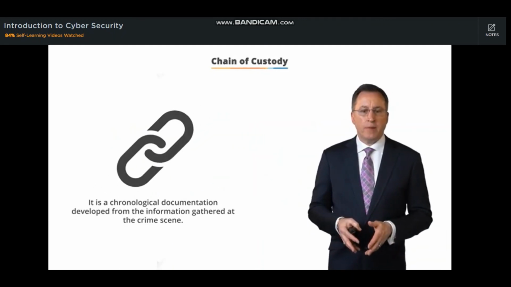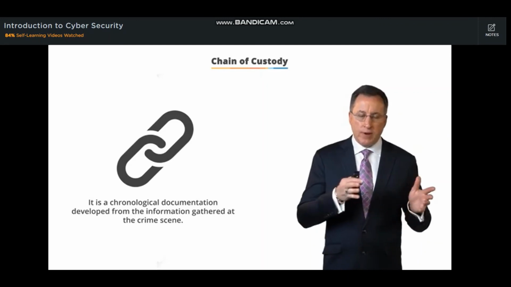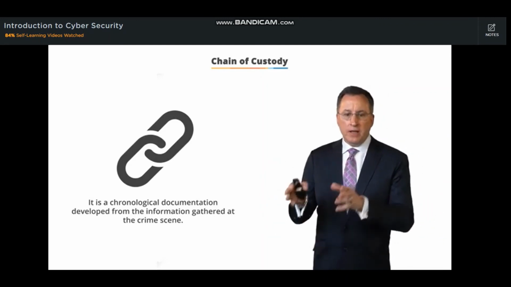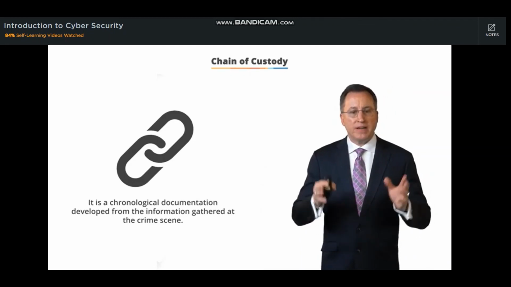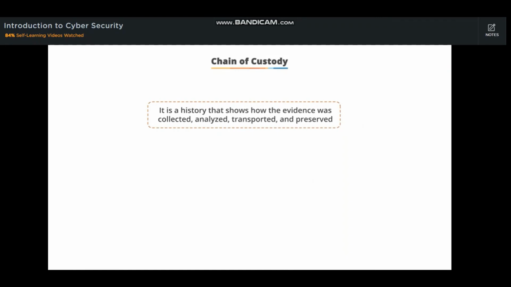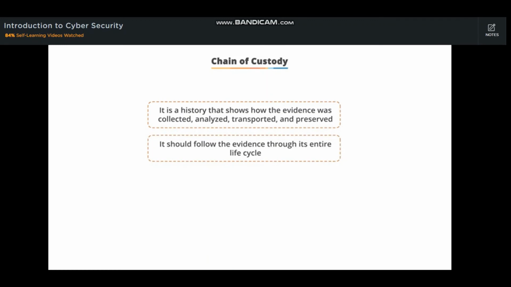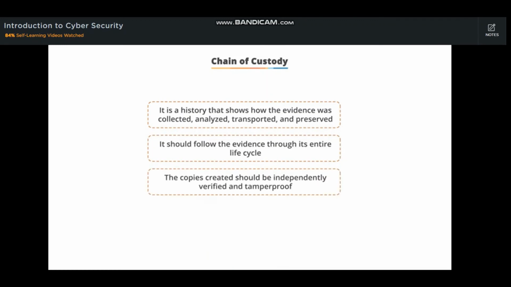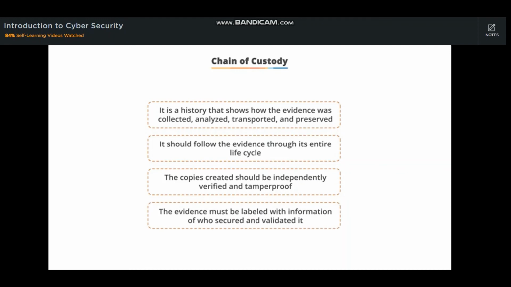A chain of custody is when information is gathered from the crime scene and is used to create a chain of custody to show what was at the scene, its location, and its condition. It is important because it can be used during a criminal court trial. It is a history that shows how evidence was collected, analyzed, transported, and preserved in order to be presented in court. Chain of custody should follow evidence through its entire life cycle. When copies of data need to be made, the copies must be able to be independently verified and must be tamper-proof. Chain of custody evidence dictates that all evidence be labeled with information indicating who secured and validated it.